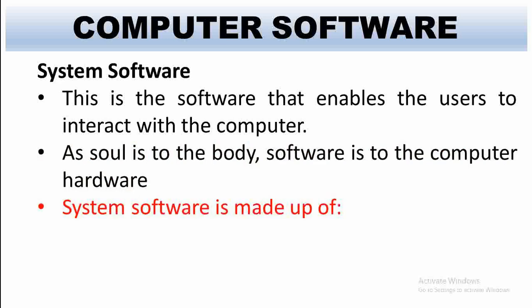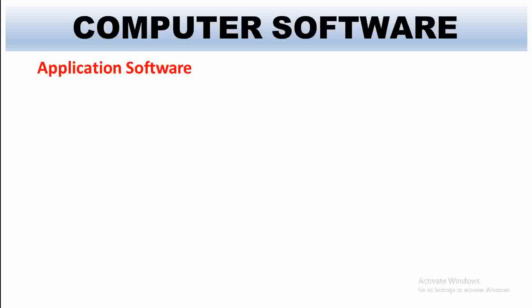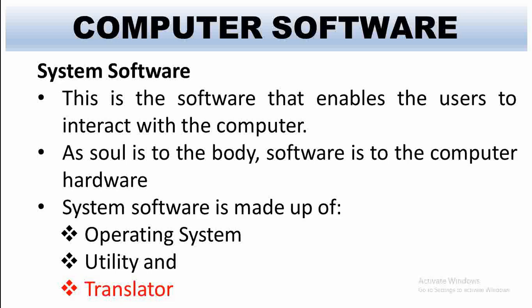So system software is made up of operating system, utility, and translator. If we are talking about the operating system, that is the software that brings life to the computer system. So operating system, for example, all the Windows, that is Windows 2000, Windows XP, 2005, 2007, 2008, 2010, they are all operating systems.